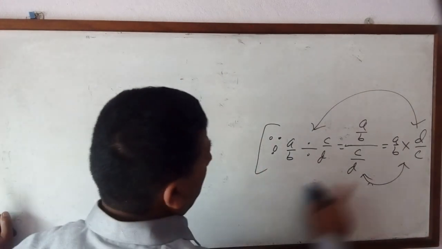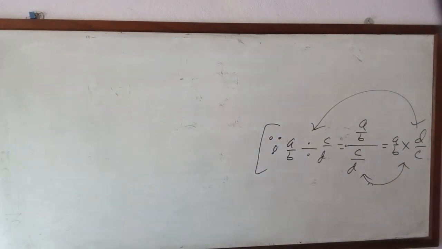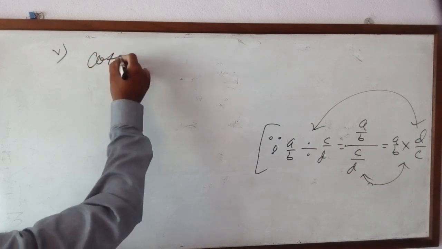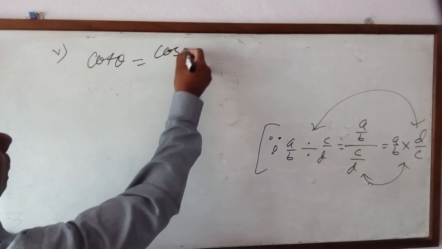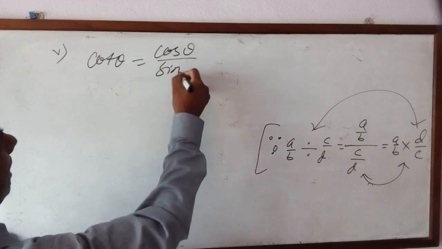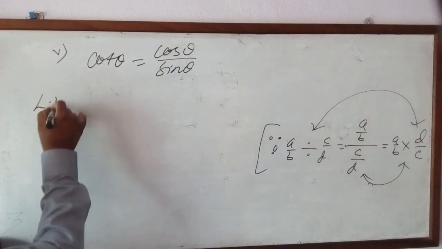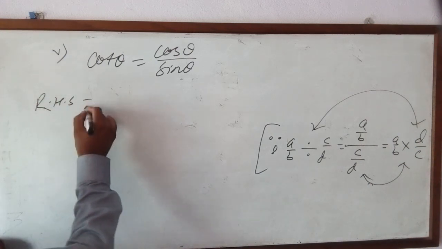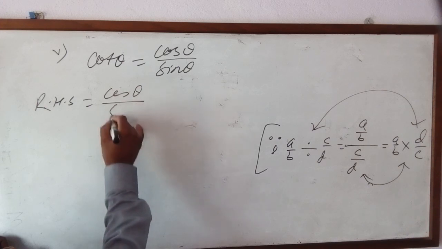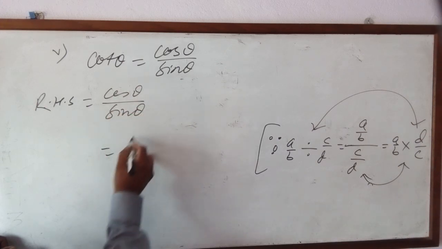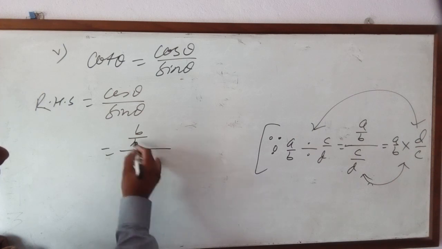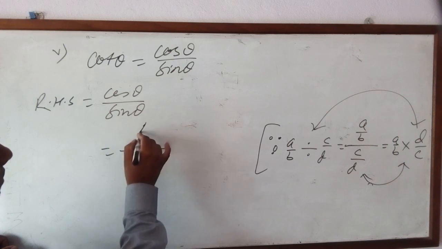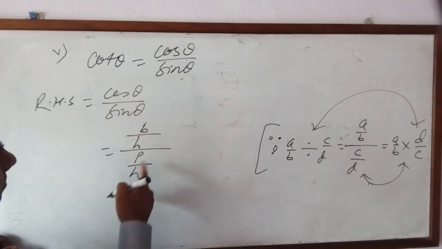After this, remember this is also very important. Now the next one is cot theta, just the opposite. Cot theta equals cos theta by sin theta. Okay, I'll do from RHS. Cos theta means b by h. Sin theta means p by h. So b by h, p by h.